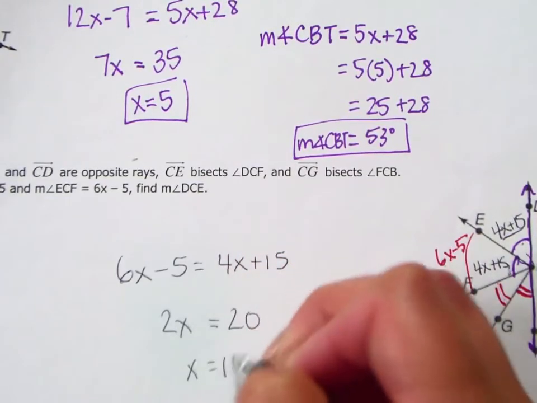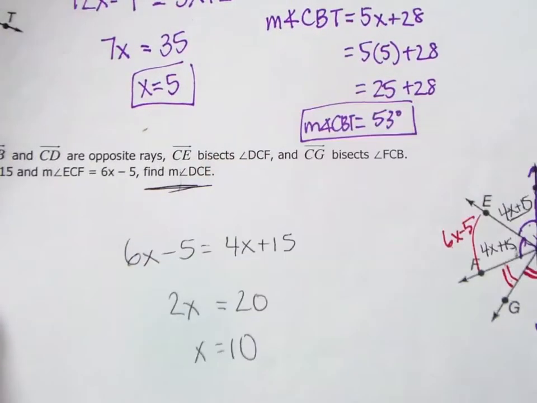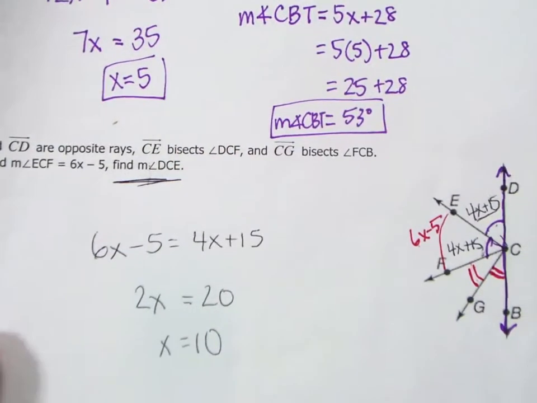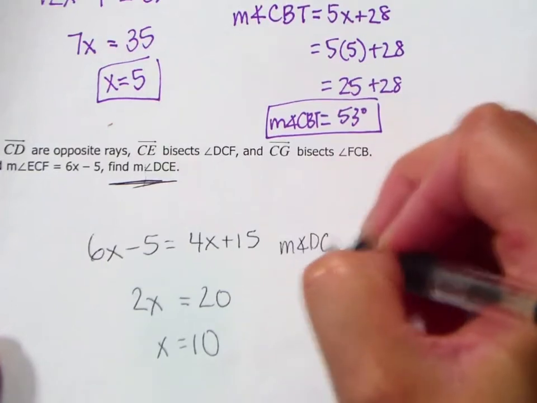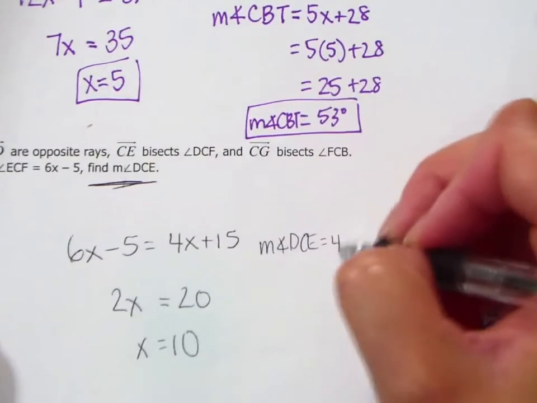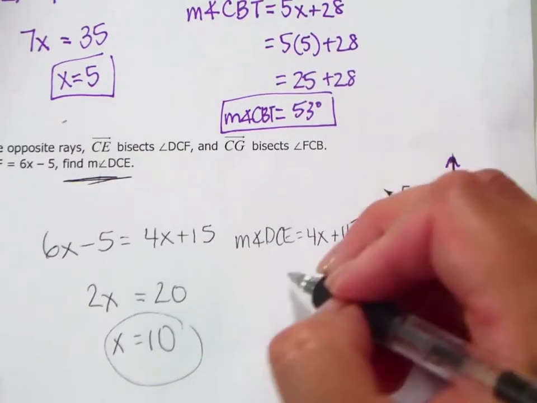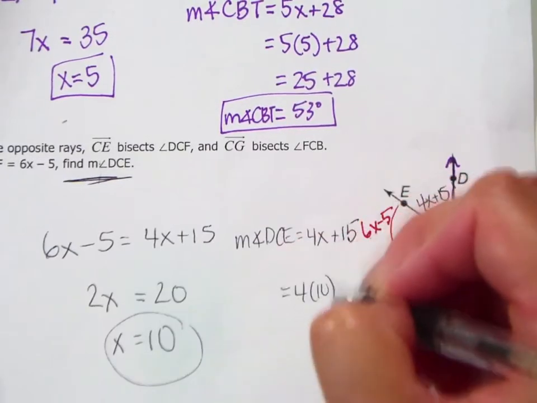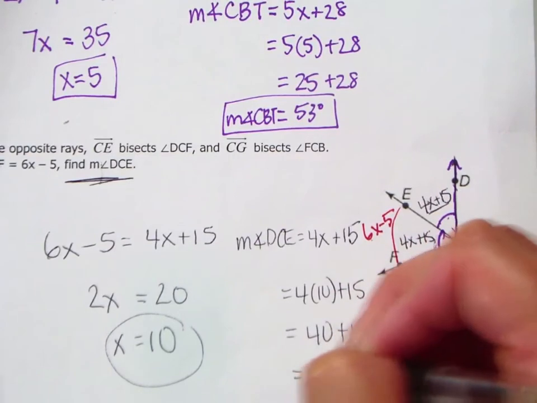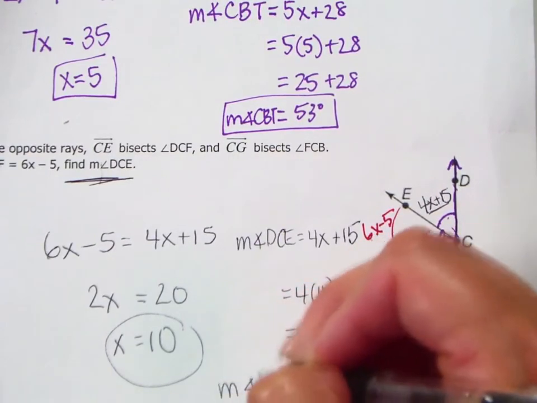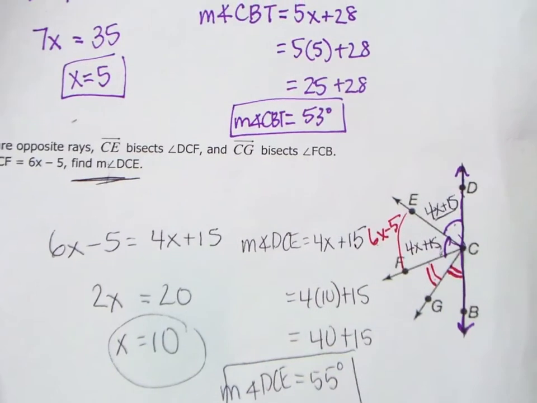The value of x equals 10, but what we were asked to find is the measure of angle DCE. So DCE is 4x plus 15. So let's just plug in that value of x. Make sure you're using degree symbols when you need them.